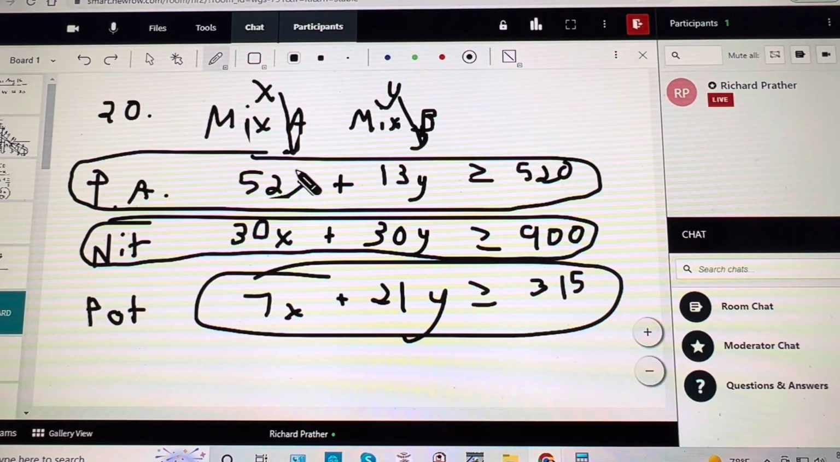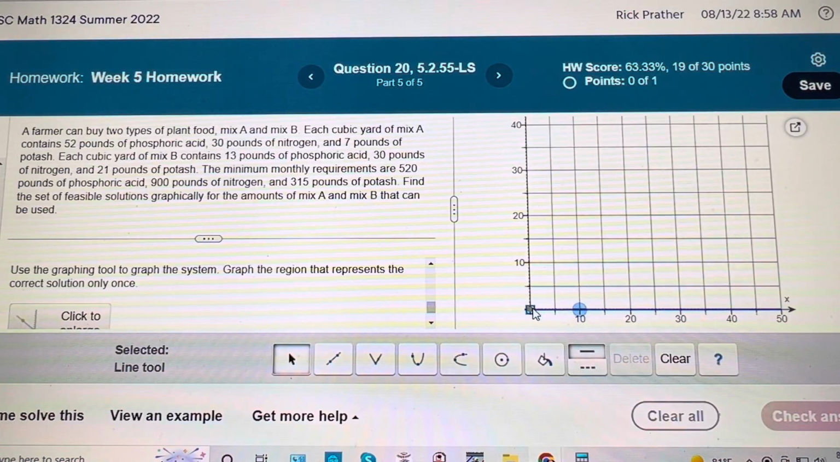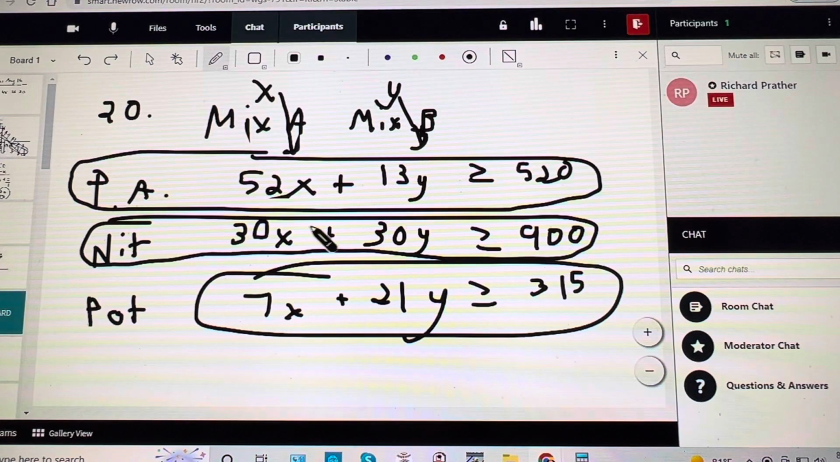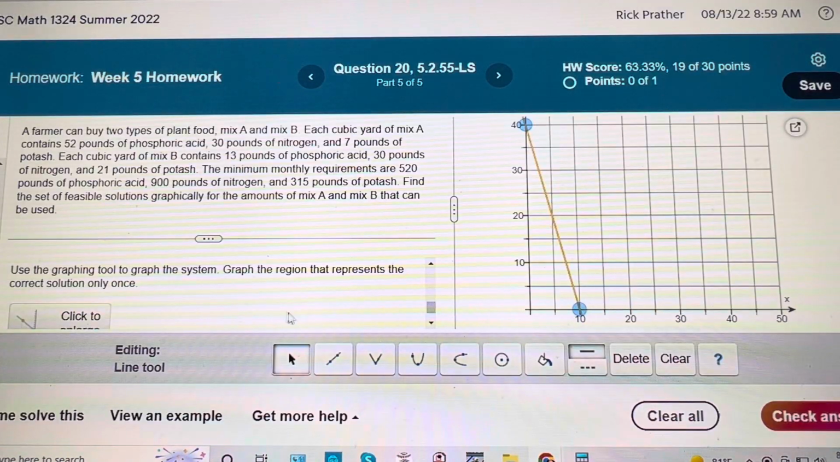And then if you put 0 in for x, this part disappears. 520 divided by 13 is exactly 40 for the y. So y is 40. And that one's greater than or equal to, so it's going to go out this way. In fact, they're all greater than or equal to. Do the same thing here, and luckily these are both 30, so whatever 900 divided by 30 is, that's what they're both going to be. 900 divided by 30 is 30. So the second line, both of the intercepts should be at 30.